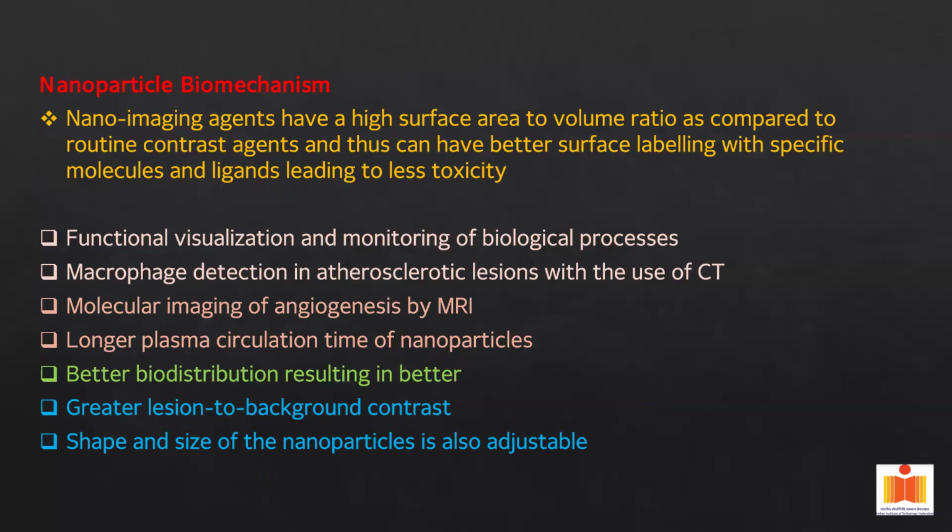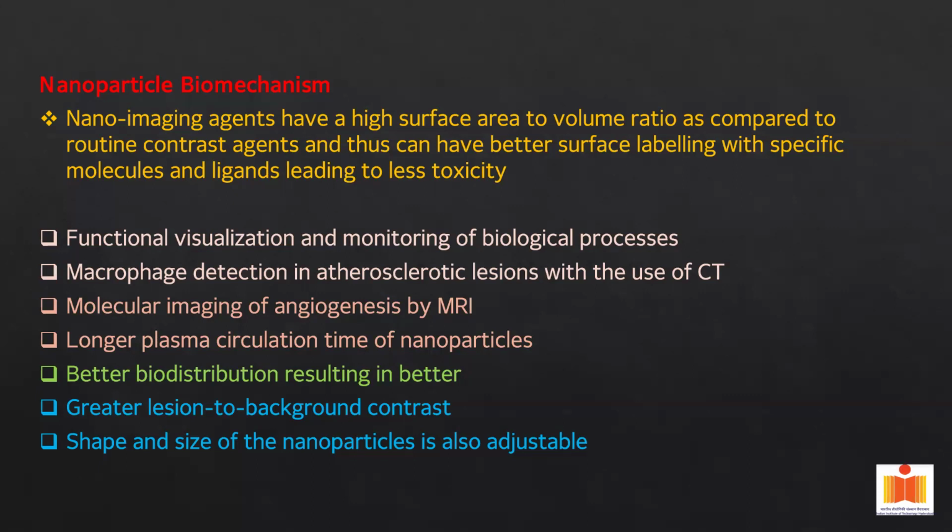So what is the basic biomechanism? How is this nanoparticle used for imaging? So nanoimaging agents, even though they are very small, but based on the different shapes, they have very high surface area to volume as compared to the routine contrast agents. And thus they are capable of being labeled on the surface with specific molecules and ligands, leading to less toxicity. So they act as carriers. We have nanocarriers, which I will be talking about in coming slides.